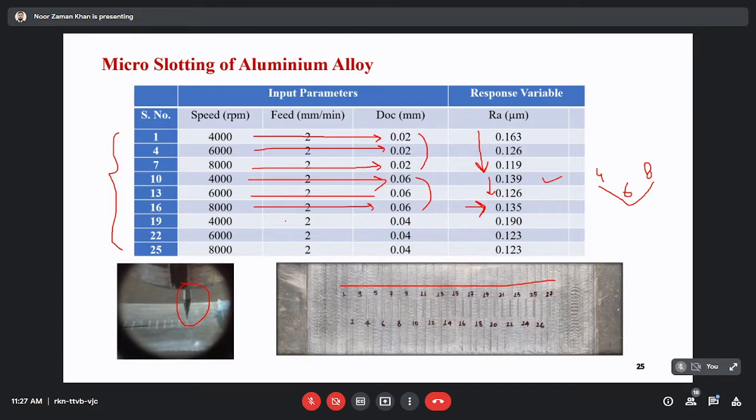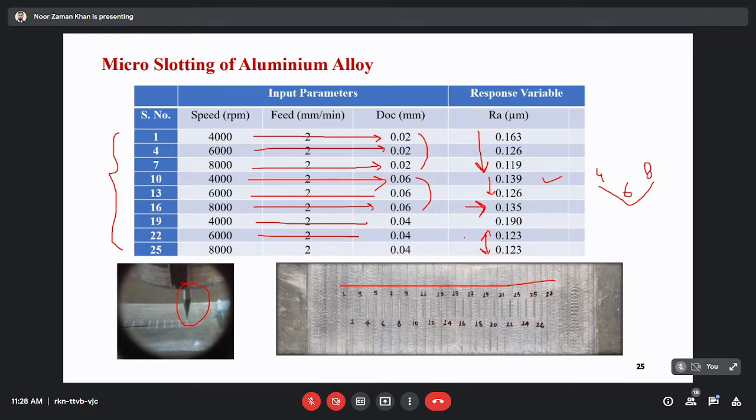Another example, if we are considering 40 micrometer depth of cut, and if you see the effect of rotation speed on the surface roughness, so at 4,000 RPM, the roughness is around 0.190. At 6,000 RPM, the roughness is 0.123, and at 8,000 RPM, the roughness is the same.